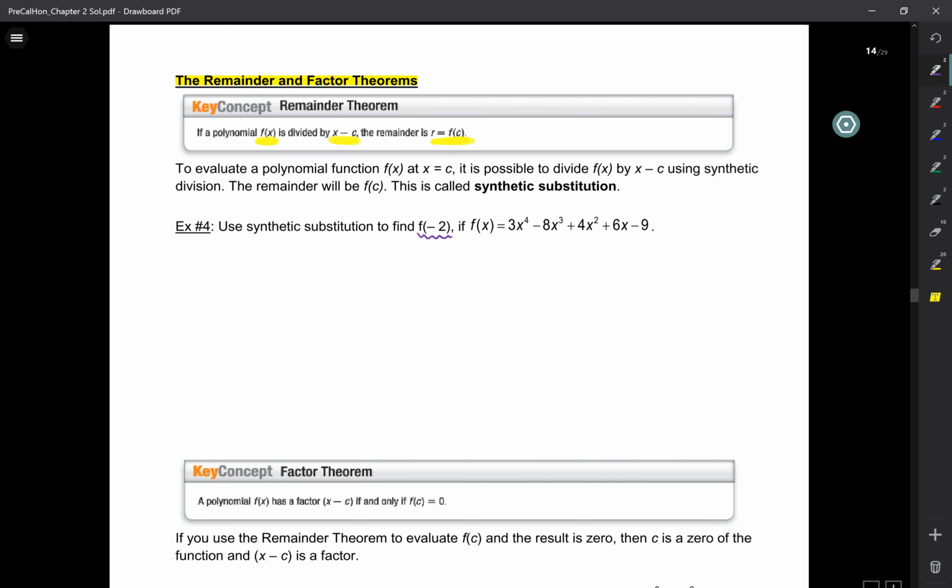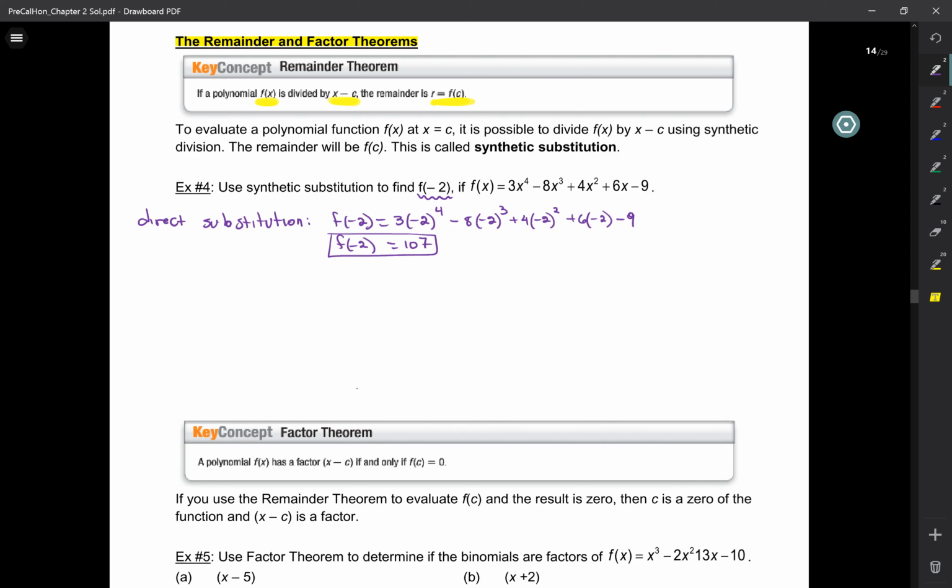Here I need to find f of negative 2. We know how we do this. We plug in negative 2 all over here. That's called direct substitution. So f of negative 2 is 3 times negative 2 to the 4 minus 8 times negative 2 to the 3 plus 4 times negative 2 squared plus 6 times negative 2 minus 9, and then we do the math, we plug it in, and so on. Finally, we realize that f of negative 2 is equal to 107. Well, okay, that's fine. It was a little tedious, not so much fun, but there has got to be another way. And oh my God, there is.